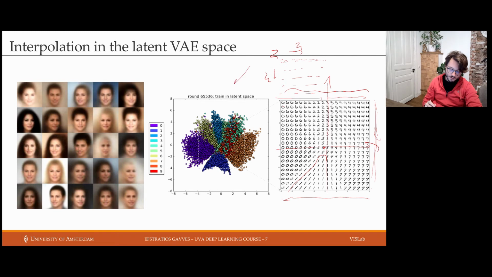And here is another visualization of the latent space. We observe a high concentration in the middle here.